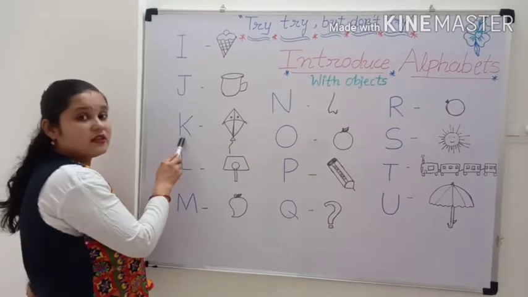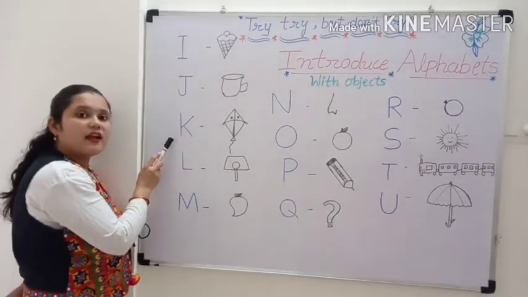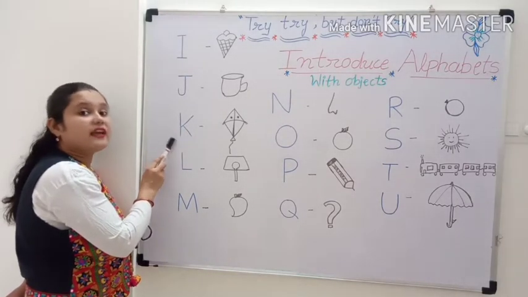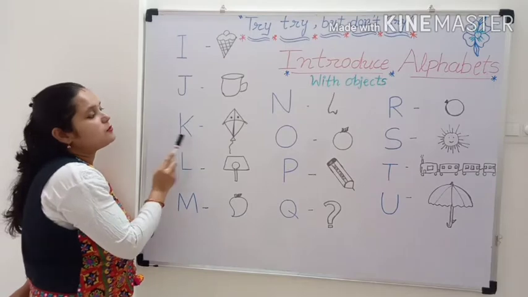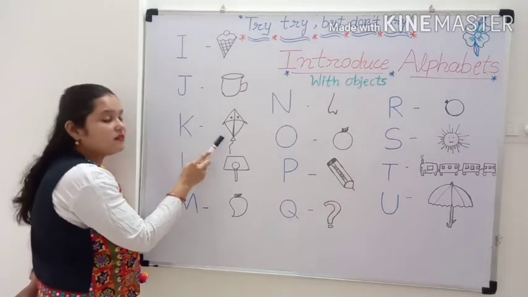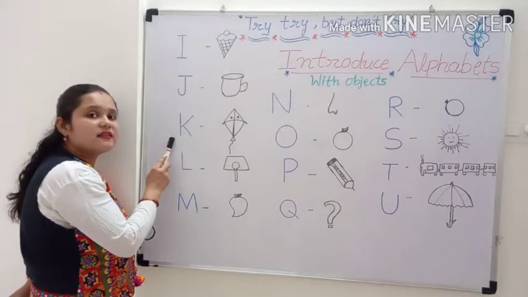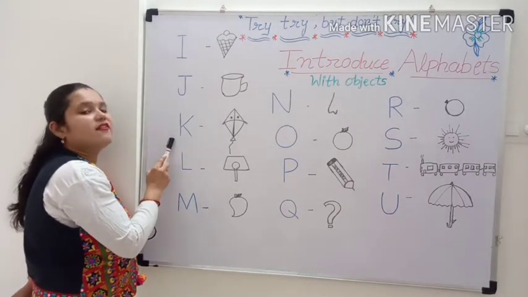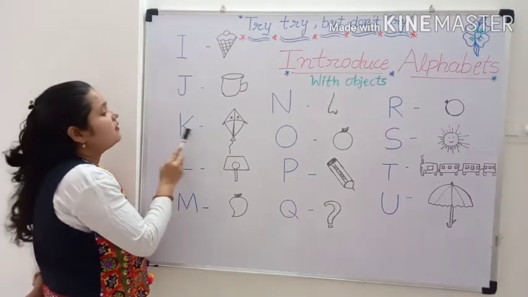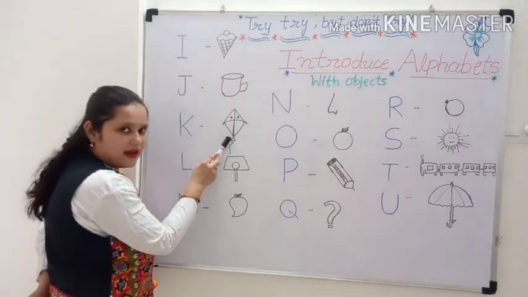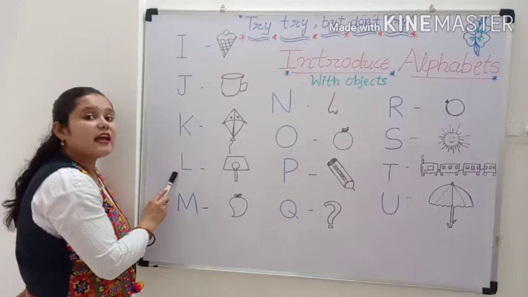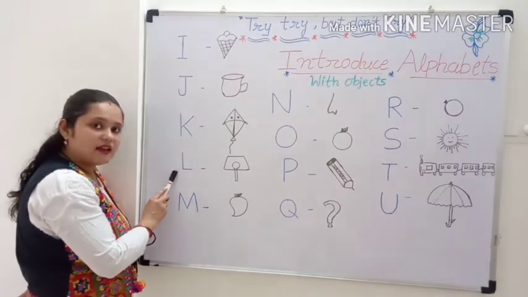Now next, this is capital letter K. K is for kite. Which letter is this? K. Very good. K is for kite. Now next, this is capital letter L.